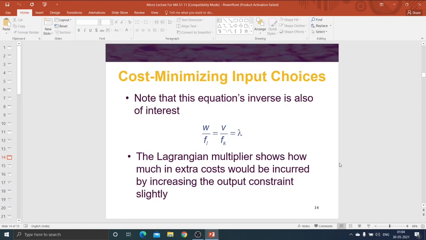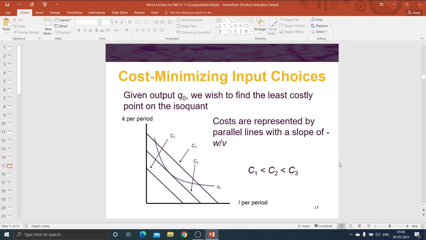So the price which you can get in firm X as well as firm Y is going to be one and the same. That is the intuition. The Lagrangian multiplier shows how much extra cost would be incurred by increasing the output constraint slightly. Given the output Q0, we wish to find the least cost point on the isoquant. You may have different cost lines, C1, C2, C3, and in that you can have a quantity which you can produce.